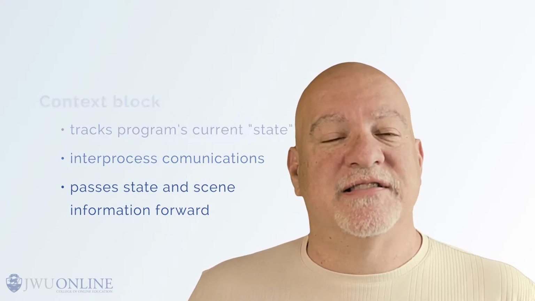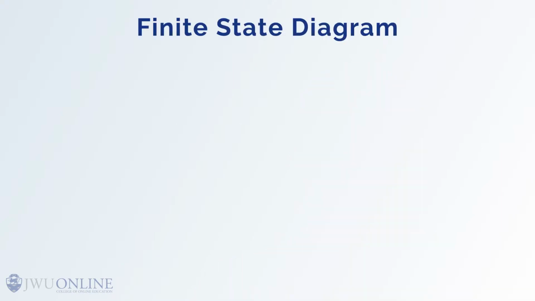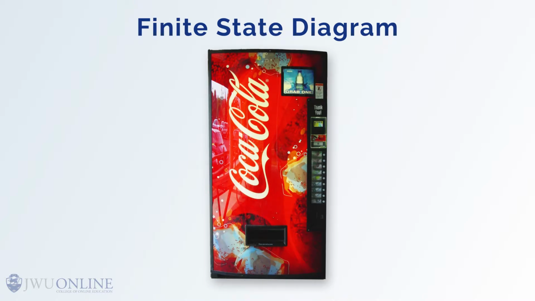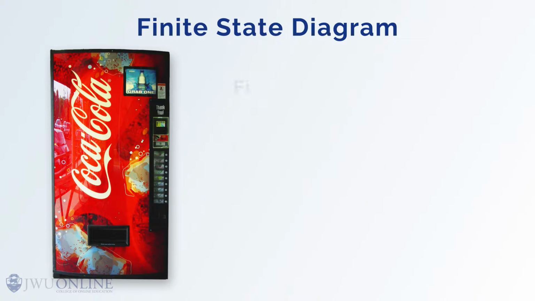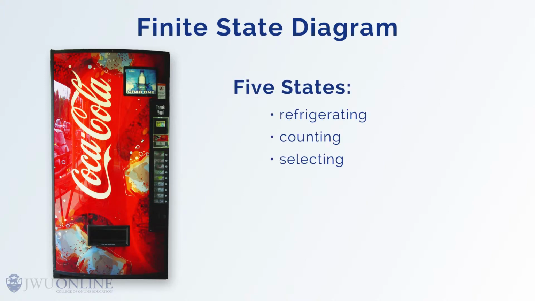This is where finite state diagrams come in. A finite state diagram is a pictorial representation of the operation of a program. Let's consider a simple coin-operated soda machine. A soda machine is an example of a real-time system. In this case, we want to represent our soda machine as having 5 different states: refrigerating, counting, selecting, dispensing, and making change. Our machine starts out in the refrigerating state as a matter of course.